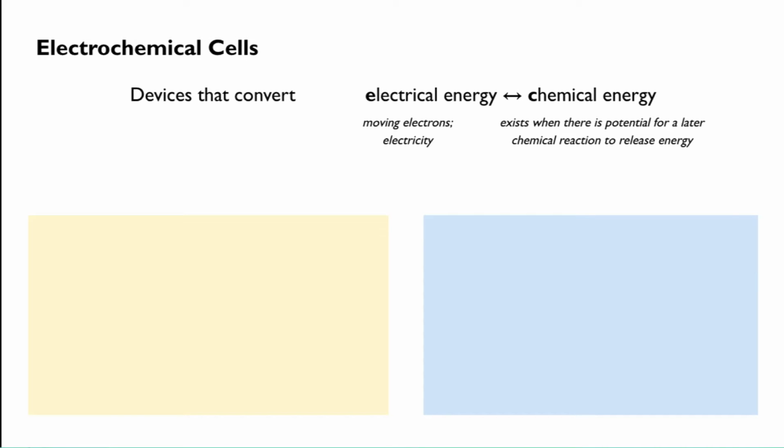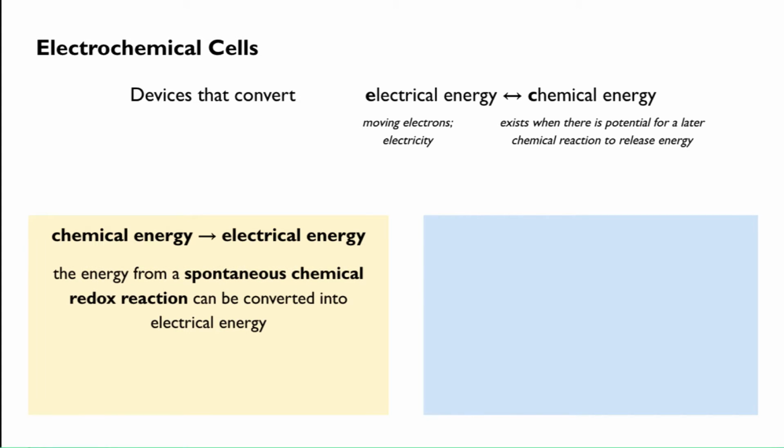There are two main types of electrochemical cells because there are kind of two directions we can think about energy converting. We can think about chemical energy being used to generate electricity. So we can think about chemicals reacting and becoming electricity. This occurs when a spontaneous chemical redox reaction is converted into electrical energy. The input for this would be chemical energy. The output would be electrical energy.